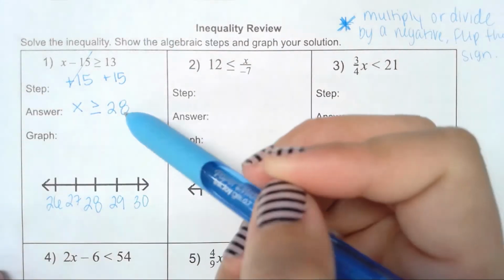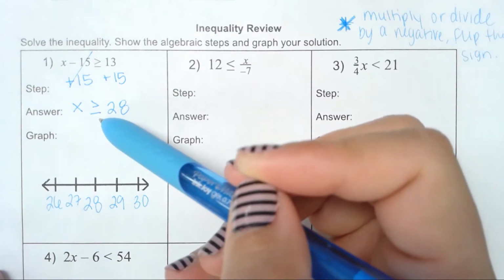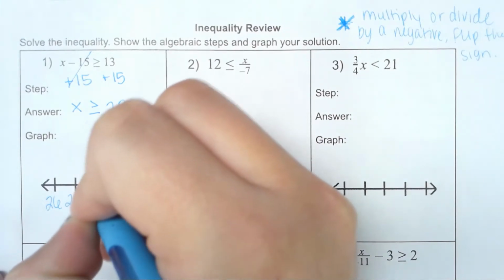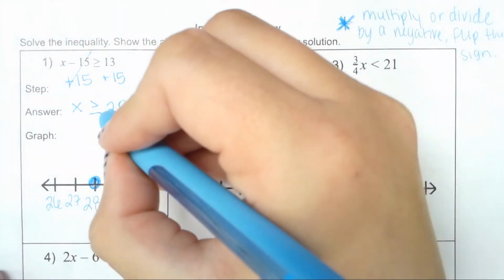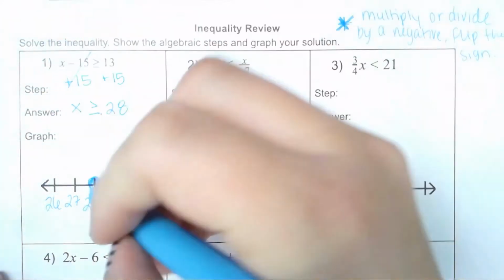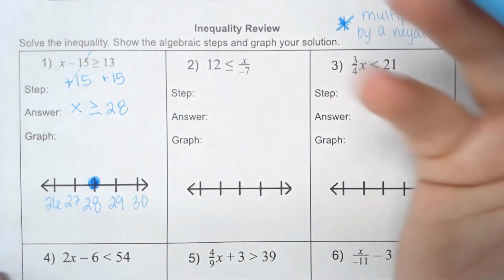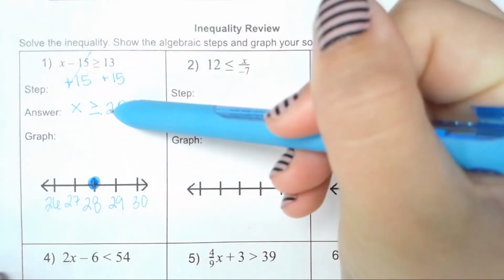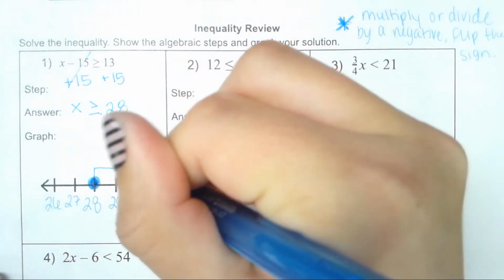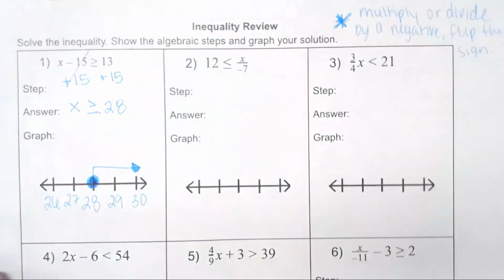Okay, so at 28, remember you are either going to have an open or a closed circle. In this case, we are going to have a closed circle at 28 because of that equal to line. That equal to line means that it can equal 28, which means that we want a closed circle so that we can include 28. And then if we want all numbers greater than or equal to 28, all numbers greater than or equal to 28 are to the right of it. So you just need to draw an arrow that's pointing to the right.